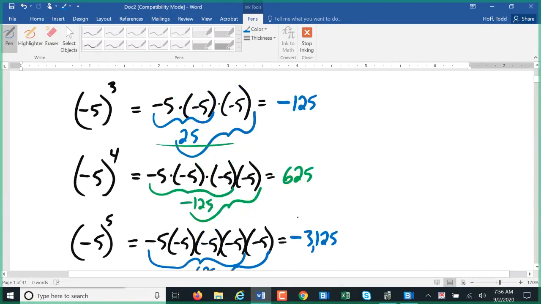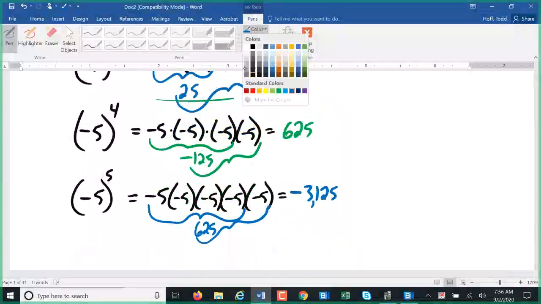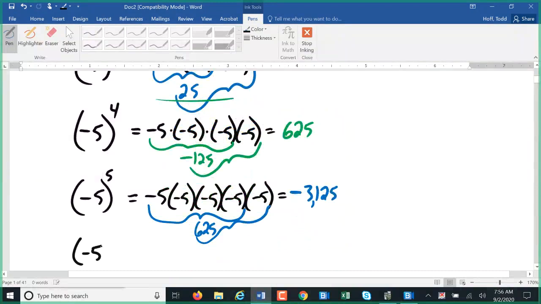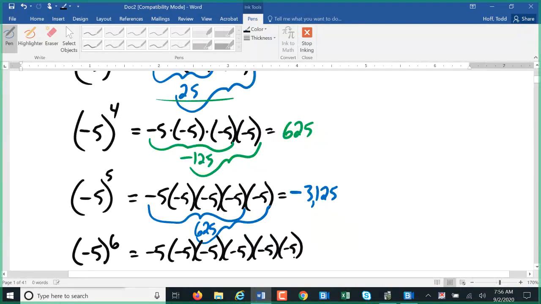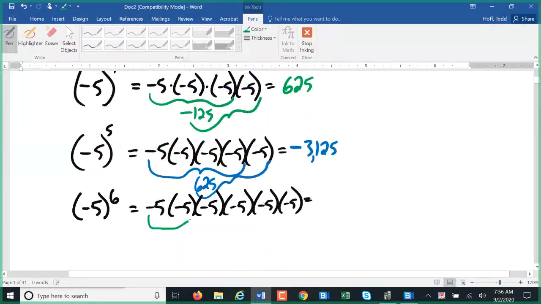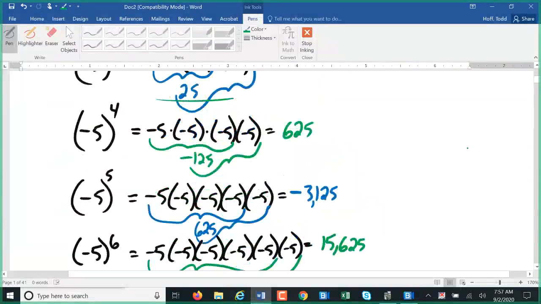If we look at this, we might see a little bit of a pattern developing. Let's throw the negative 5 to the power of 6 on here to cement it. So that's 6 negative 5s multiplied together. And again, we know that the first 5 multiply to make negative 3,125. So we multiply that by another negative 5, and negative times a negative is a positive. 3,125 times 5 is 15,625.